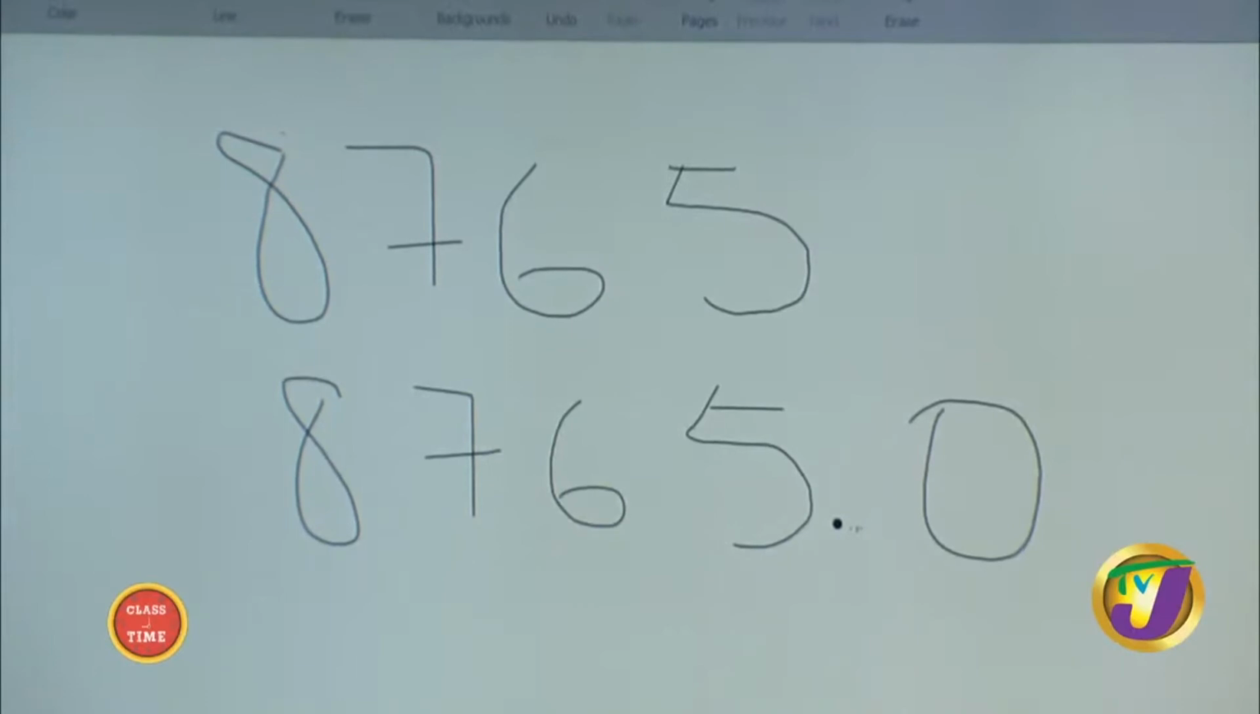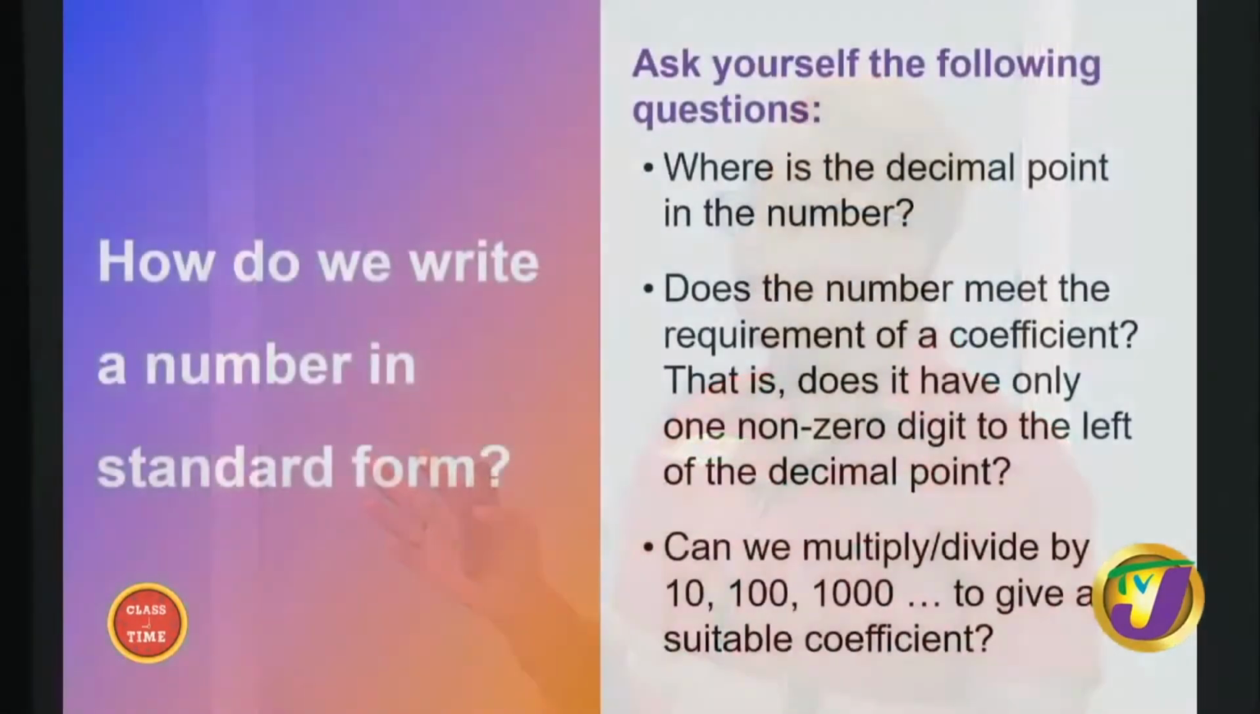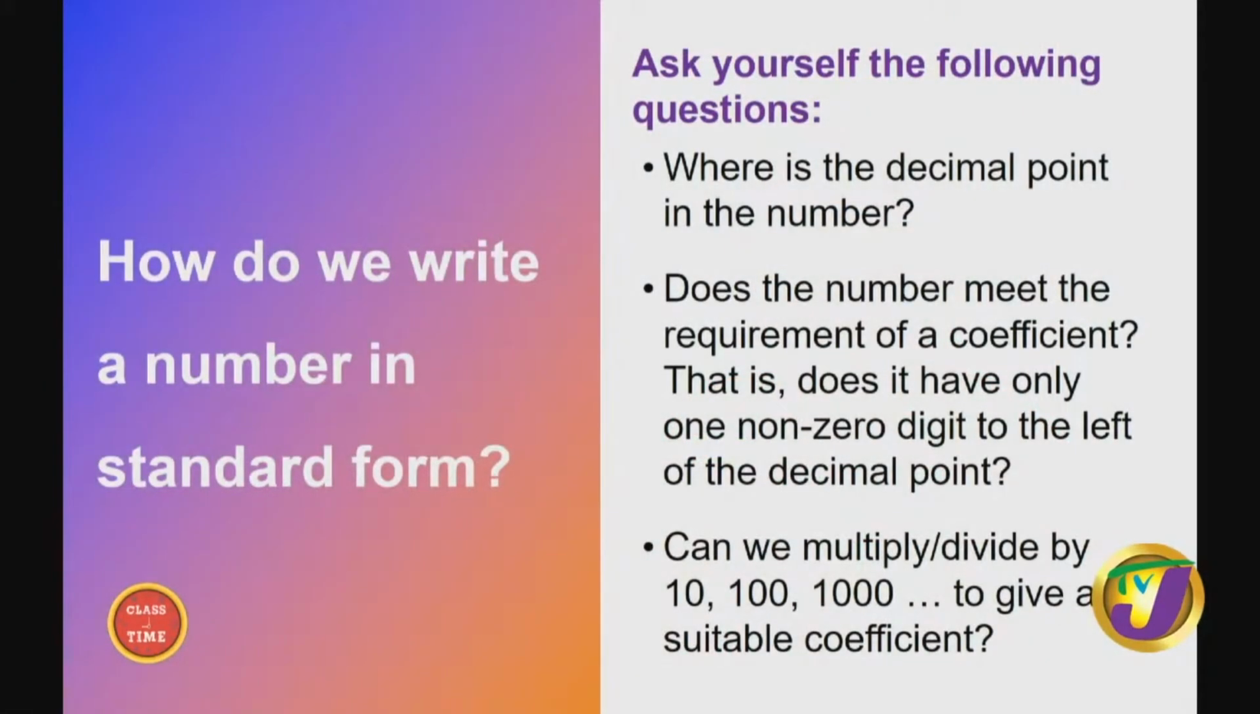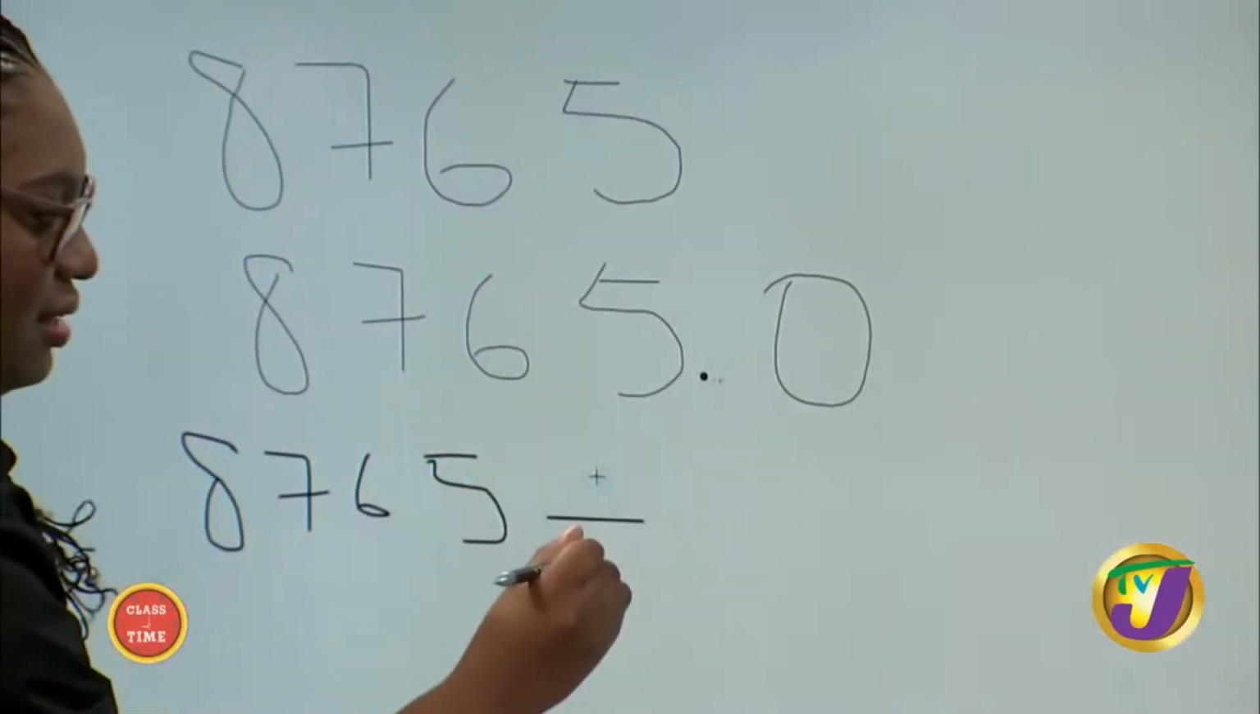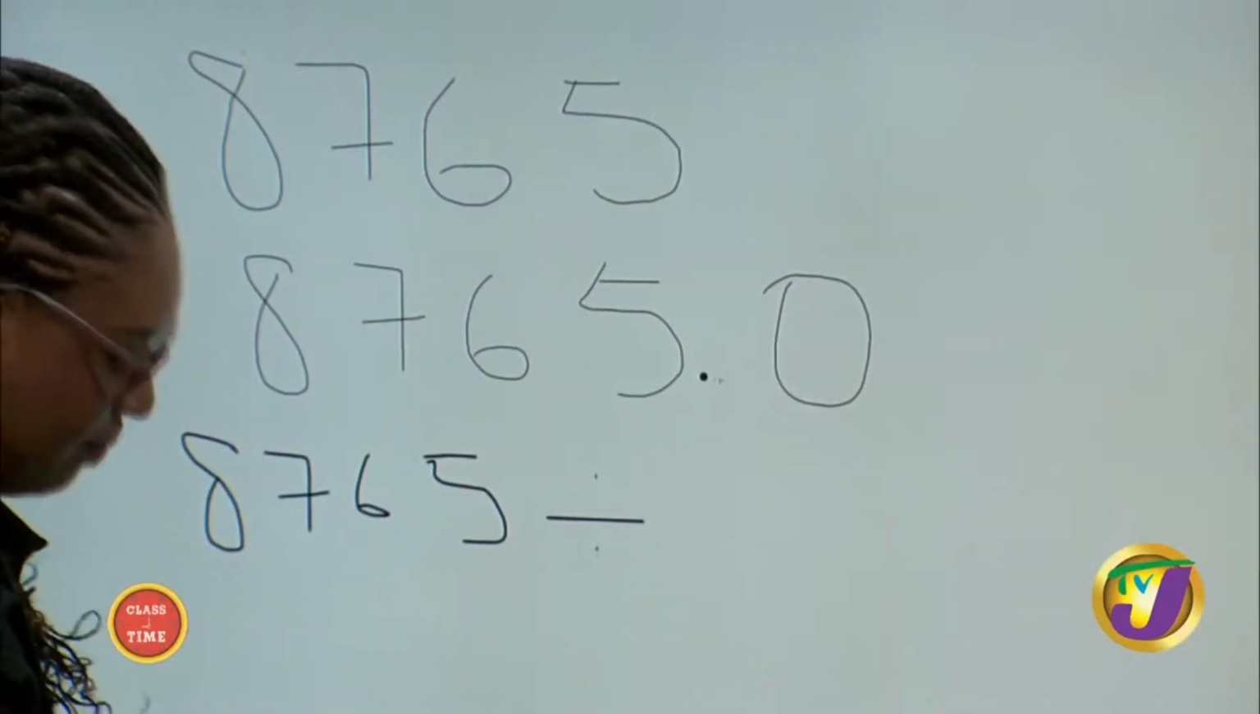I'm going to look at the next question, which is, can we multiply or divide this number by 10 or any power of 10 to get a suitable coefficient? I think we could, but I'm not sure what power of 10 to divide by. So let's just start with 10 and try. 8,765 divided by 10, point 0. Don't leave out the point 0.